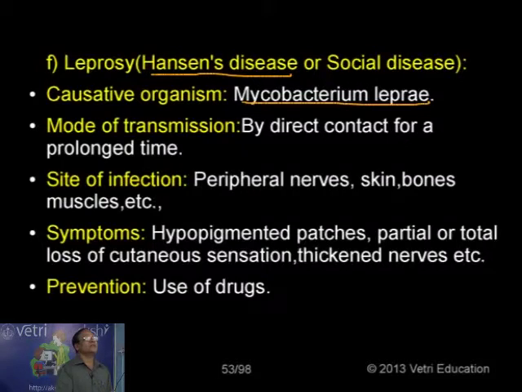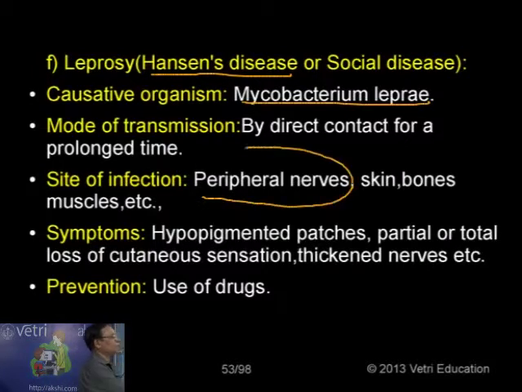The sites of infection are particularly the skin, then the somatic nerves, which we call the peripheral nerves, then bones and muscles. That's why we have atrophy of muscles at the fingertips in lepers. So the parts affected are skin, bones, and muscles, along with the nerves, those carrying impulses to the peripheral organs. These are all the areas affected.